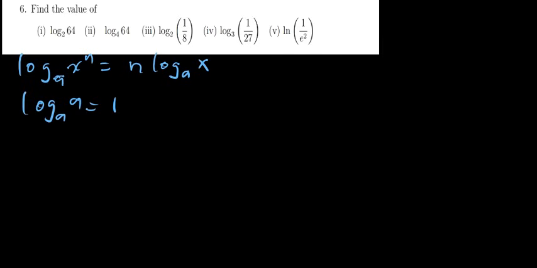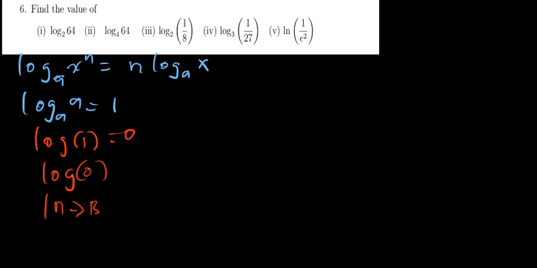Which other properties were we talking about? We were also talking about if we have log of 1, that is 0, and log of 0 is undefined. So these are the properties I want us to use. So ln is always in base e. Log, if they have not indicated the base, is in base 10.